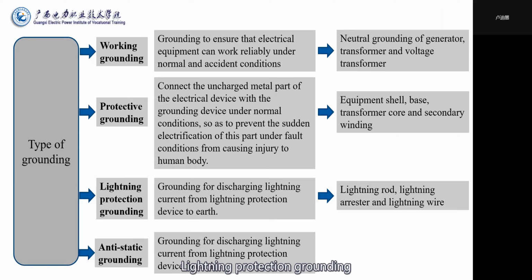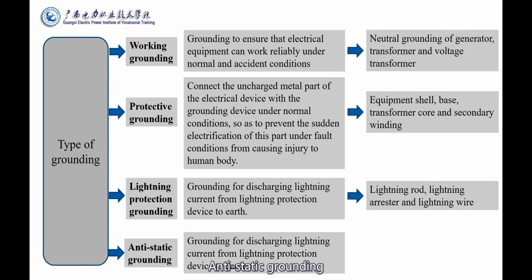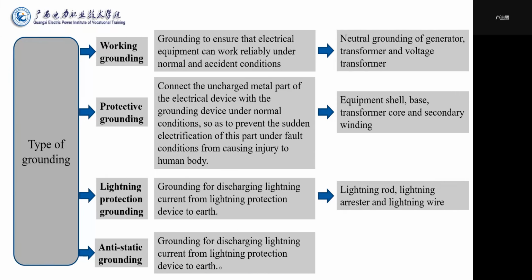Lightning protection grounding: grounding for discharging lightning current from the lightning protection device to the earth. Lightning rod, lightning arrester, and lightning wire. Anti-static grounding: grounding for discharging static current from the device to the earth.